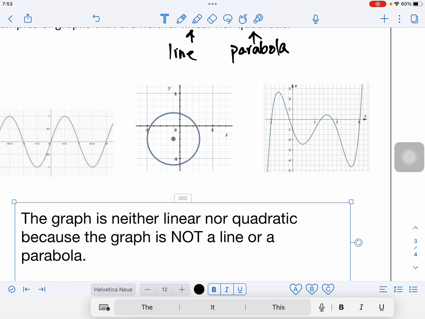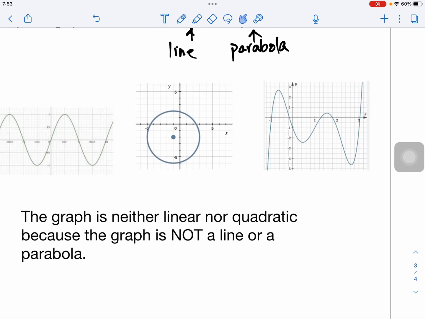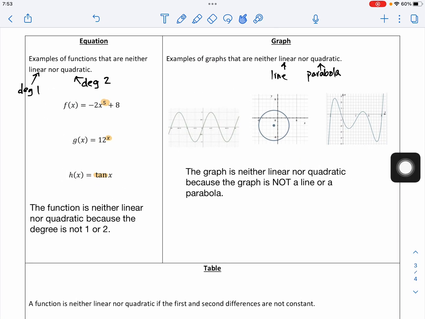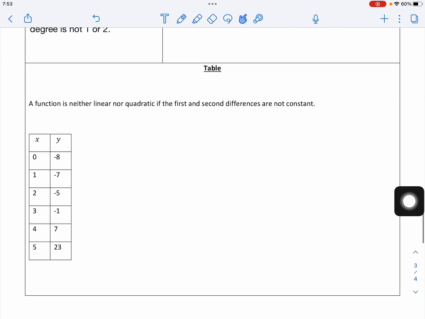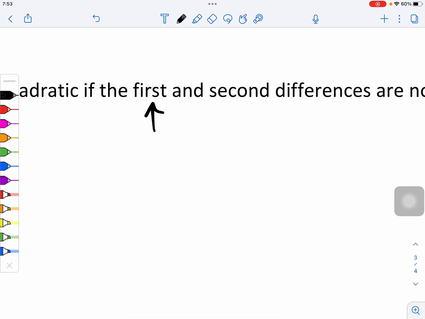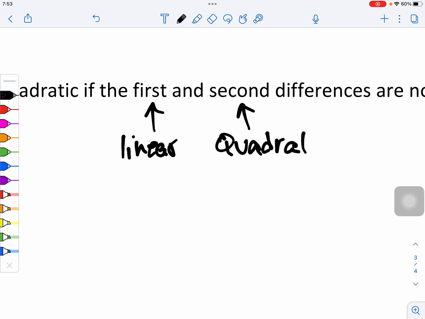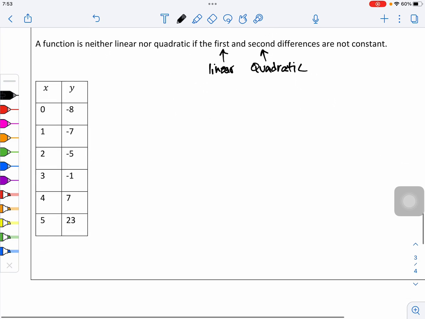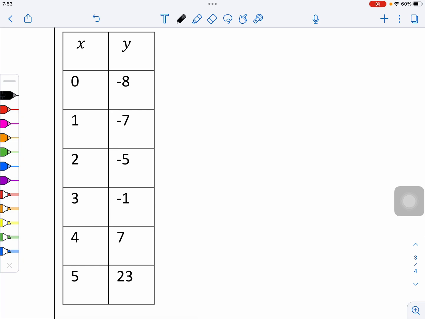Remember, it's got to be one or the other. If it's a line, it's linear. If it's a parabola, it's quadratic. And if it's not a line or a parabola, then it's neither linear nor quadratic. And then finally with the table, we're also going to look at the differences. Remember, if your first differences are the same, if they're constant, it's linear. If your second differences are constant, then it's quadratic. And if neither the first or the second differences are constant, then it's neither linear nor quadratic.